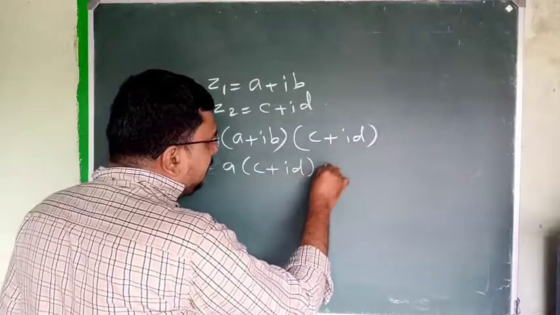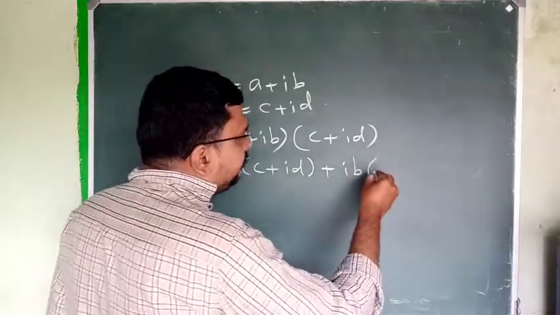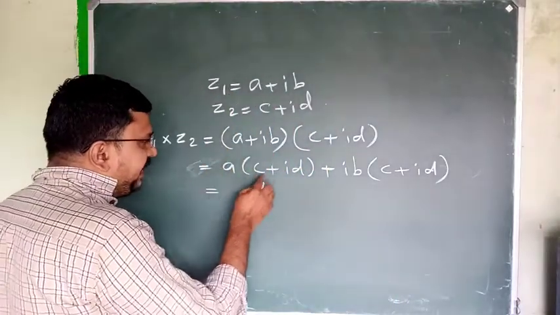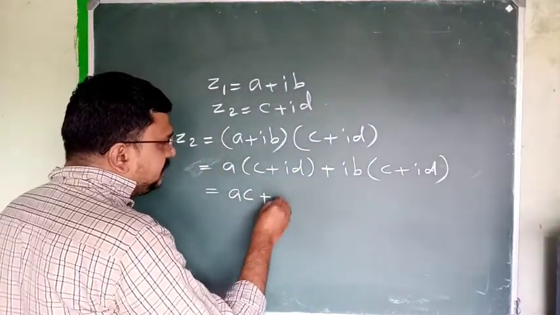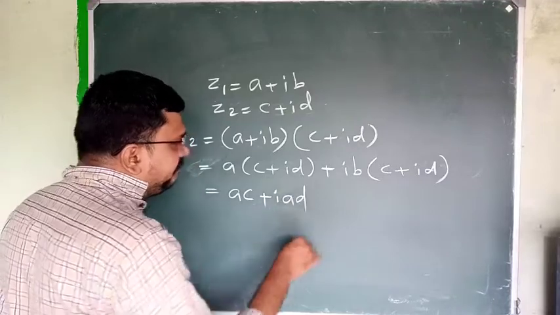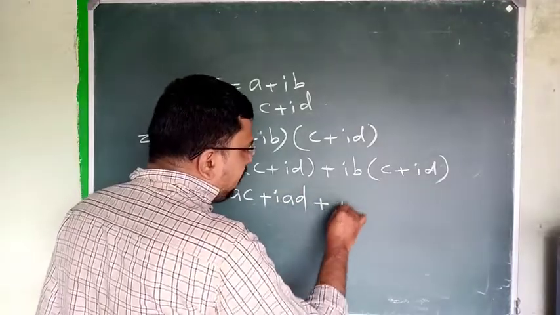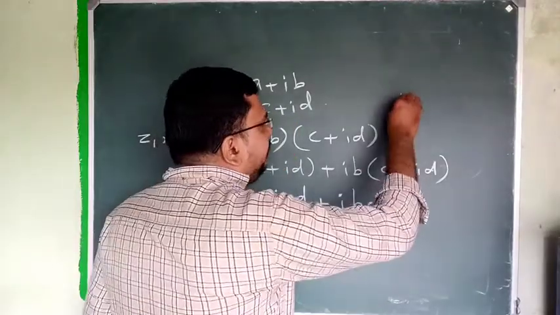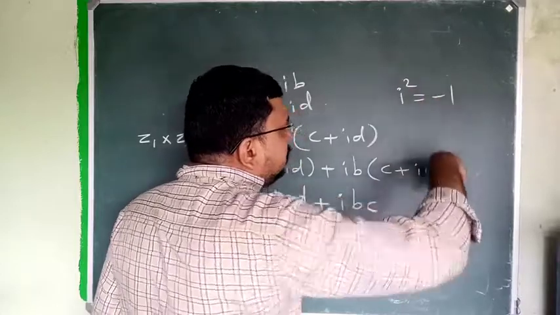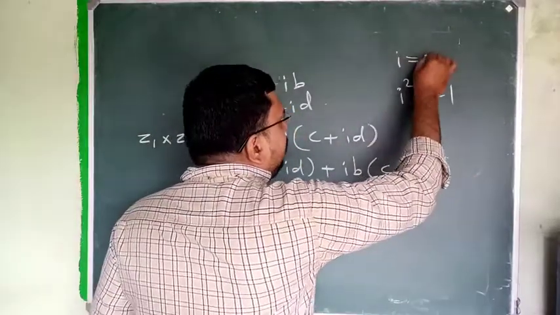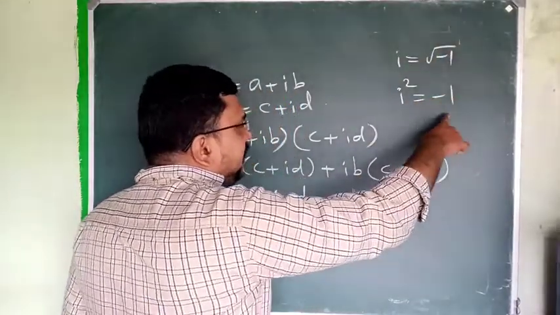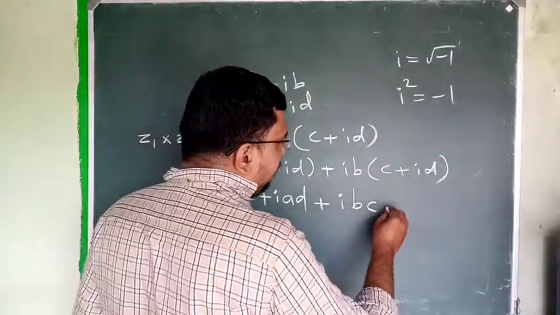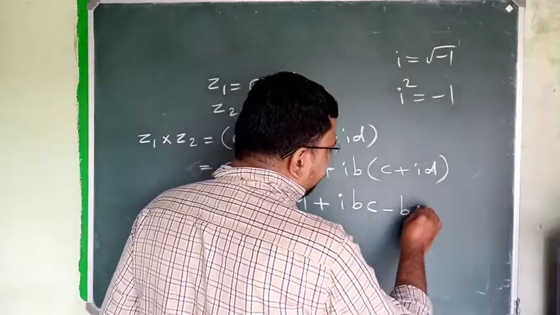plus id, plus ib into (c plus id), that is equal to ac plus i into ad plus i into bc, plus i into i is i square. We may remember that i square is minus 1 because i equal to root minus 1. Therefore, i square is minus 1. So i into bd, i into i, next minus bd.